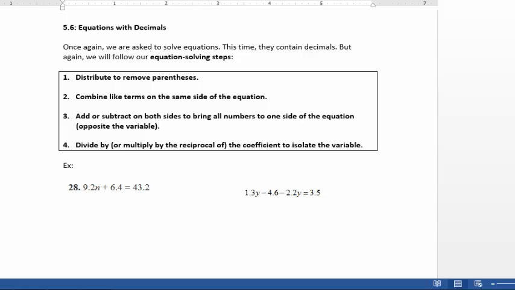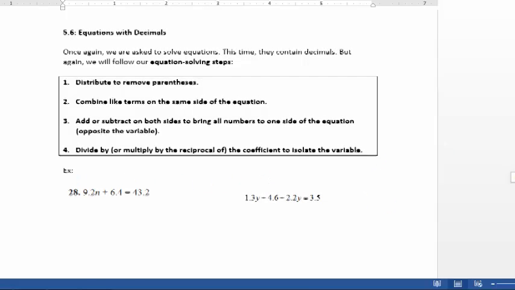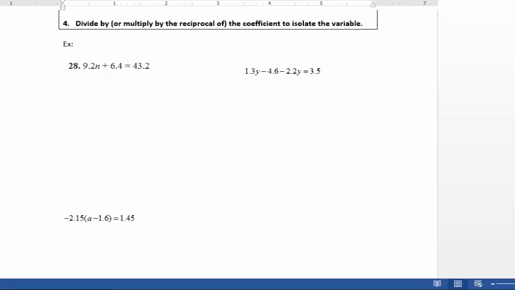So of course the last topic then was solving equations with decimals. All right. So what we're going to do is our steps are going to stay the same, right? We still have distribute, combine like terms, add or subtract on both sides, then divide or multiply by the reciprocal of whatever the coefficient is to isolate the variable. All right. Again, the only difference now is we have decimals involved.